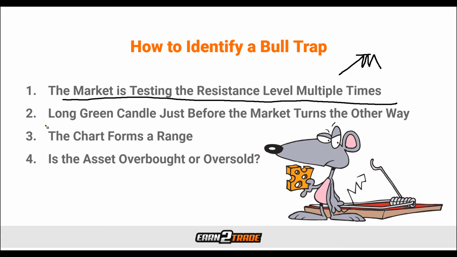Number two is that we have a long green candle just before the market turns the other way. If we notice an unusually long green candlestick at the end of a bull rally in a bear market, it could mean that more buyers are joining the bandwagon. They likely believe that the breakout has solidified and it's safe to start buying again.